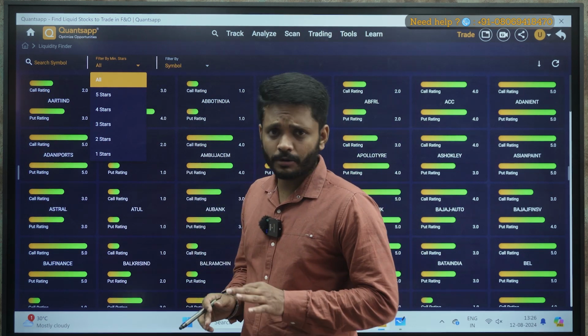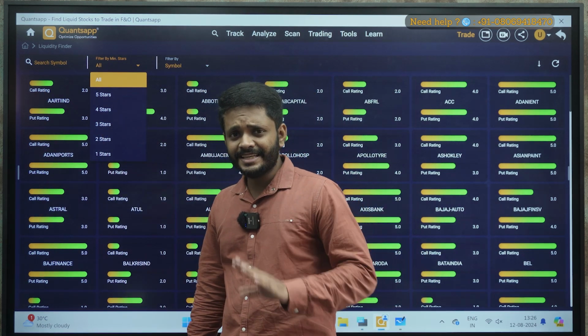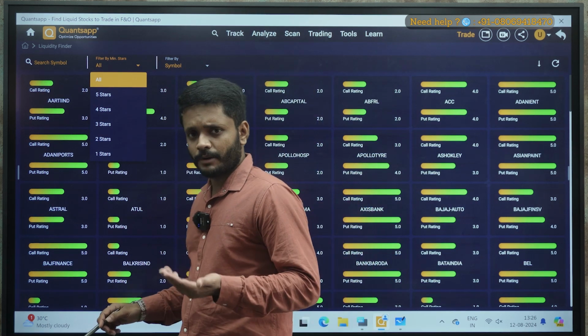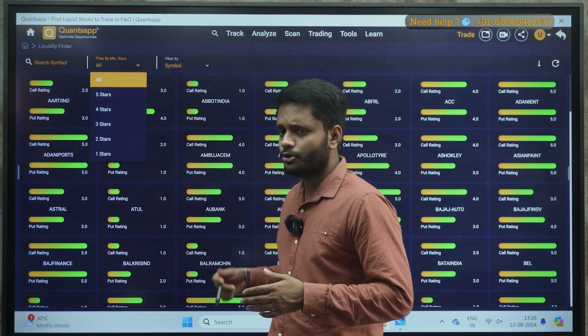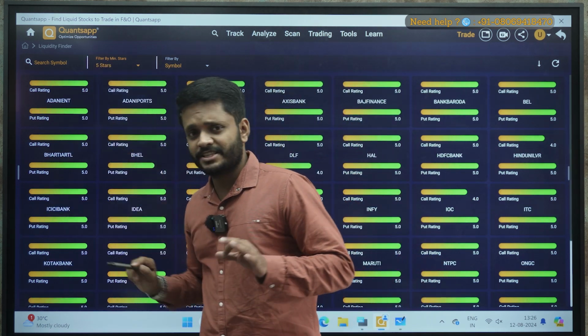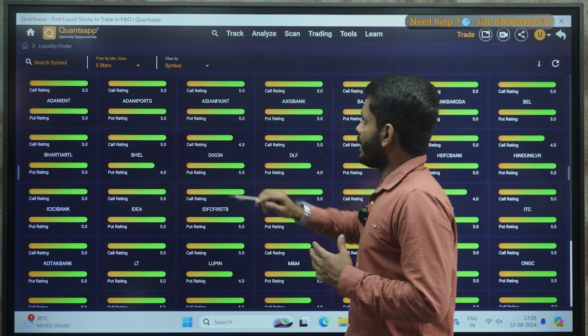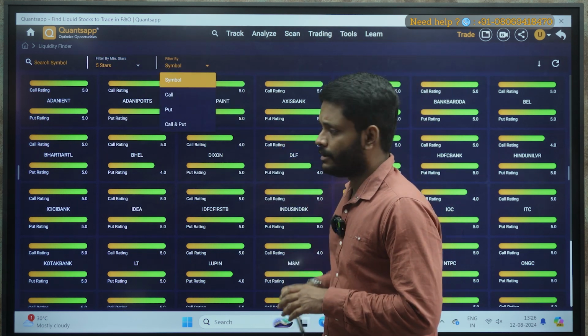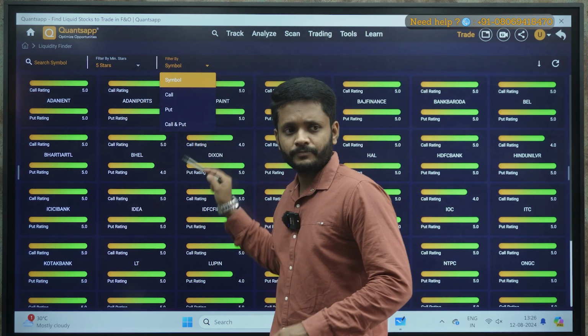If you want to use order book data, stick with 5 at the initial stages. Later on, if you are comfortable and feeling confident enough, you can go with 4 stars as well. Okay, so let me check 5 stars as of now. Again, if you see, filter by symbol. Now here you see call, put, call and put.